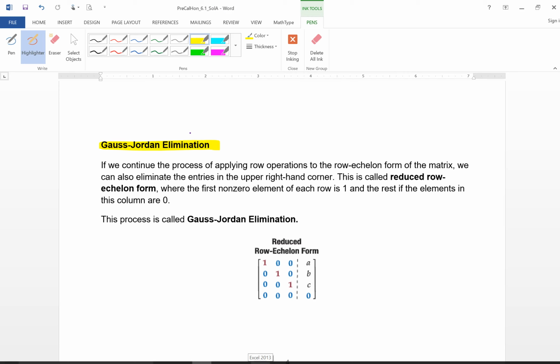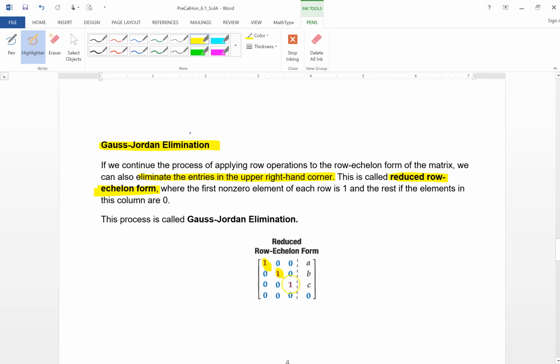So if we continue the process, we can also eliminate the entries in the upper right-hand corner. What we were doing before was called row echelon form. When we also eliminate the ones above, we get reduced row echelon form. Okay?